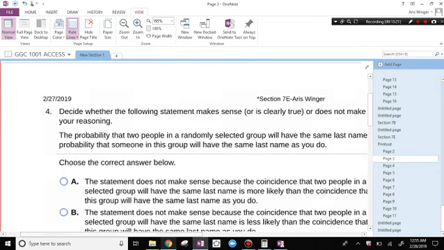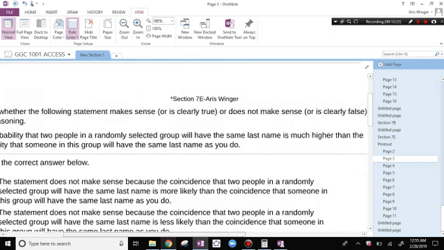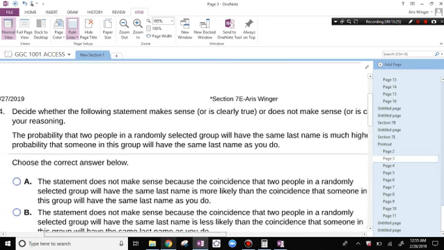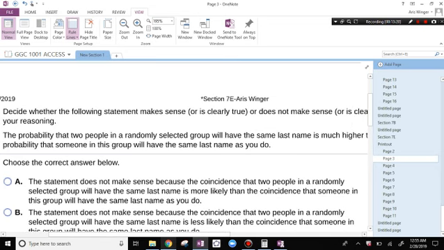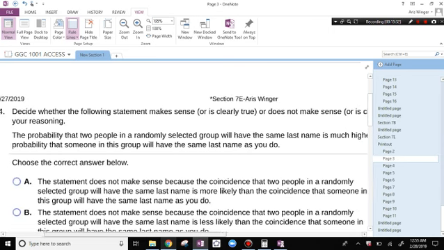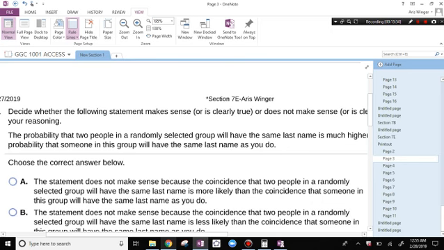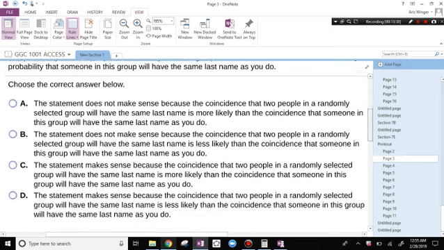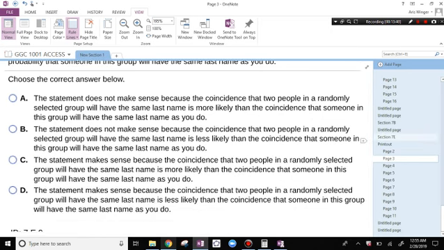Decide whether the following statement makes sense or is clearly true, or does not make sense or is clearly false. Explain your reasoning. The probability that 2 people in a randomly selected group will have the same last name is much higher than the probability that someone in this group will have the same last name as you do, right? So if I go into a group of people and I'm looking for the probability that any of those people have the same last name as me, versus selecting any 2 people and seeing whether they have the same last name, that is much more likely the second one, right?